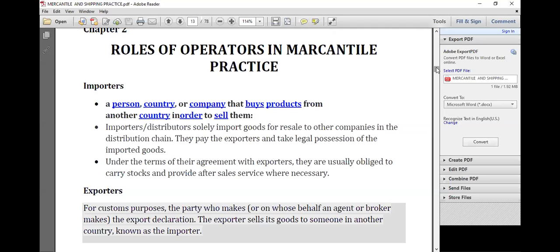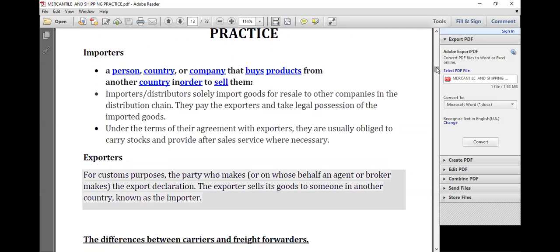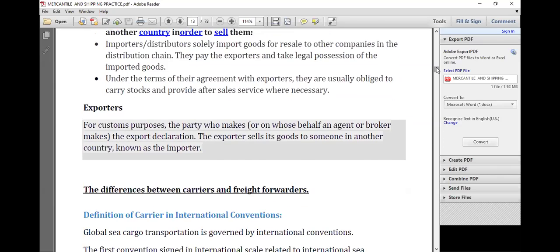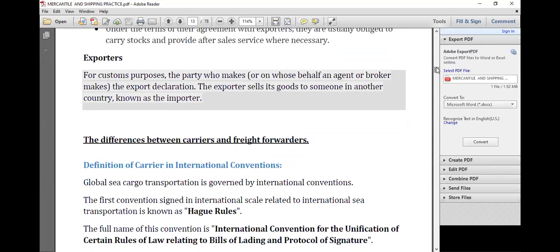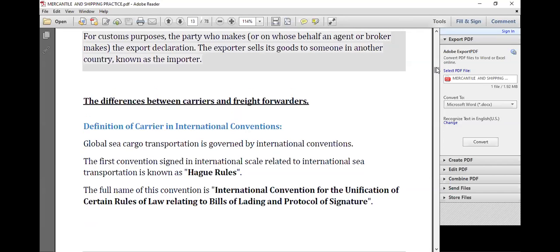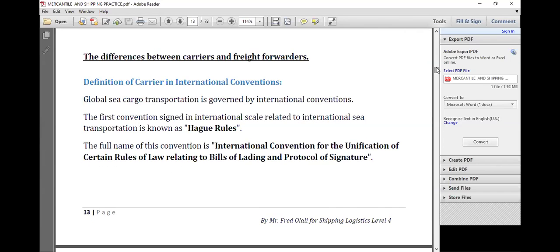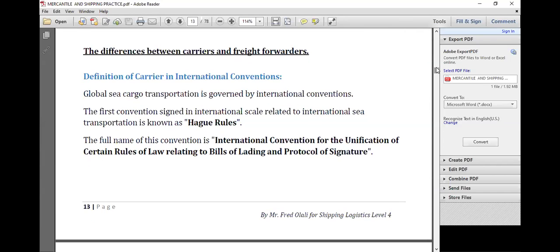And again, another terminology which is used in place of exporter, we can also use a consignor. So these are very, very important people in international trade. Now, when you leave that aside, we also want to find out the differences between carriers and freight forwarders. Who is a carrier and who is a freight forwarder?